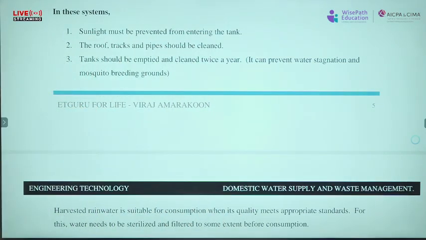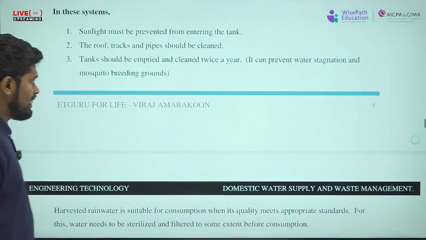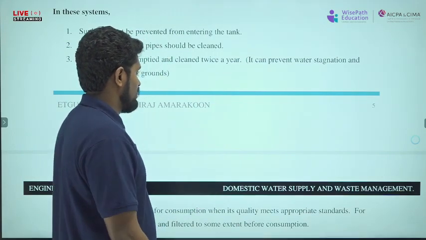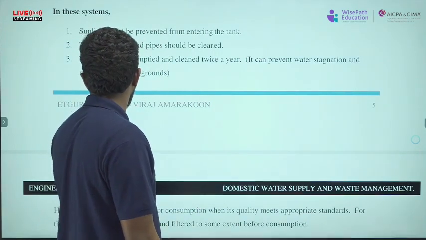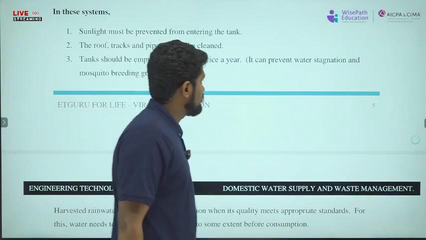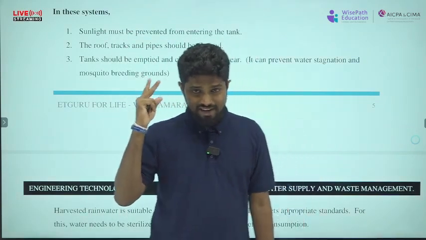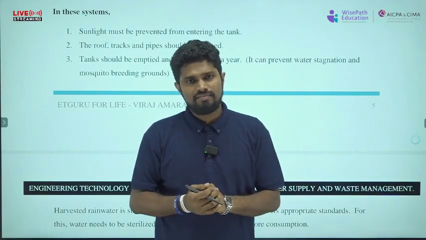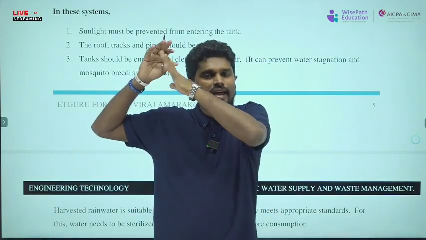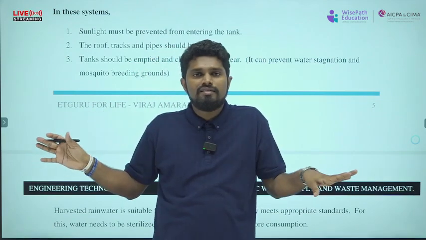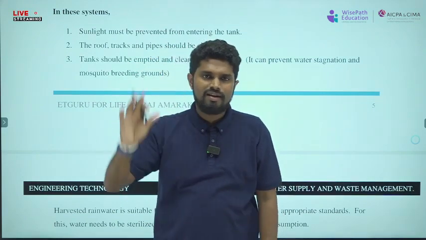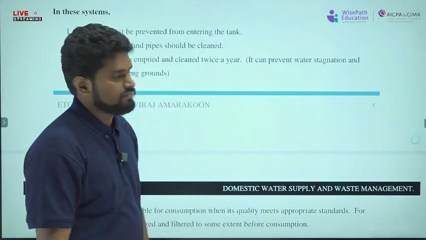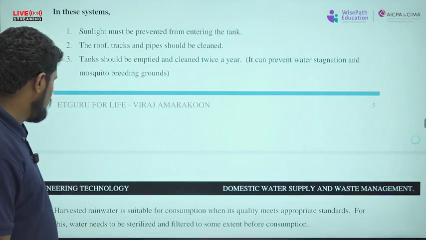And guys, the tank should be emptied and cleaned twice a year. It can prevent water stagnation and mosquito breeding in the grounds. It says that at least two times a year the system must be fully cleaned. That means emptying all the water in the tank and cleaning the system, at least twice a year.